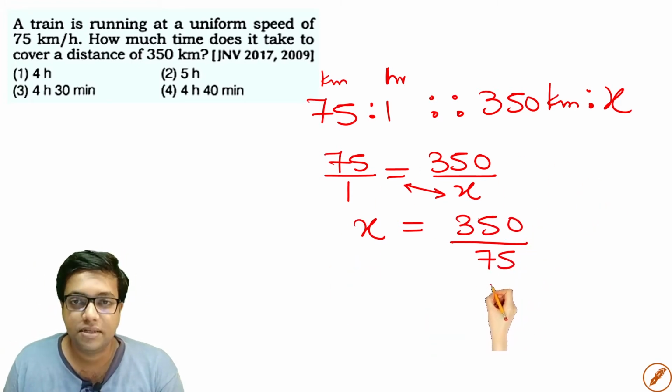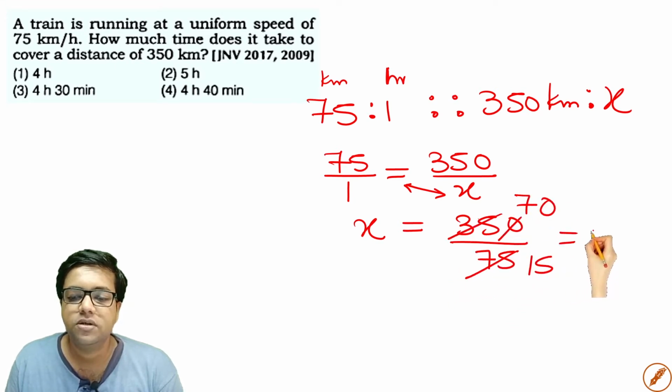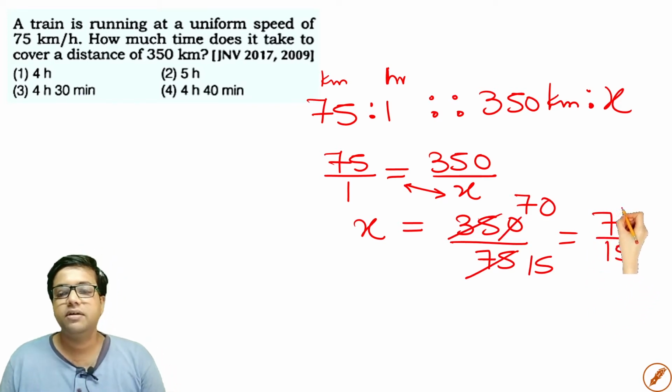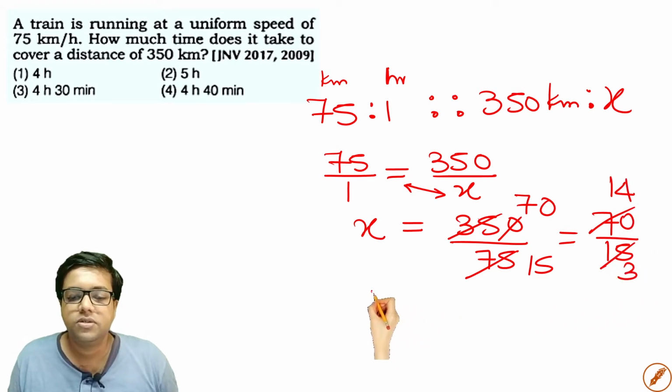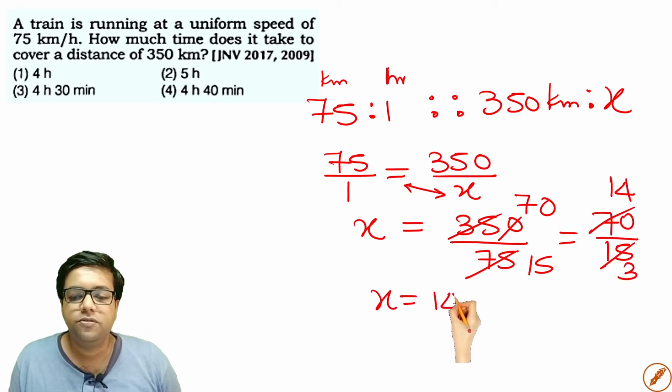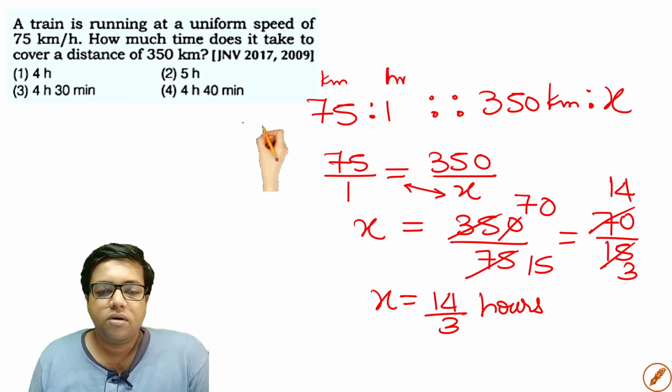So let's start dividing them. Both are multiples of 5. 5 15s are 75, 5 7s are 35, 5 zeros are 0. So you get 70 by 15. Again, this is divisible by 5, right? 5 14s are 70, 5 3s are 15. So you will get x is equal to 14 by 3 hours.